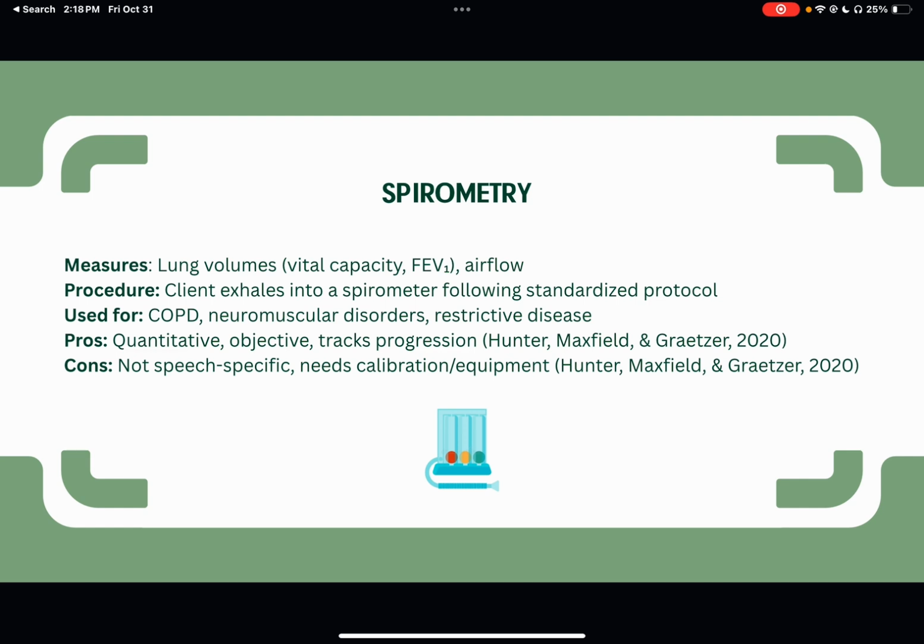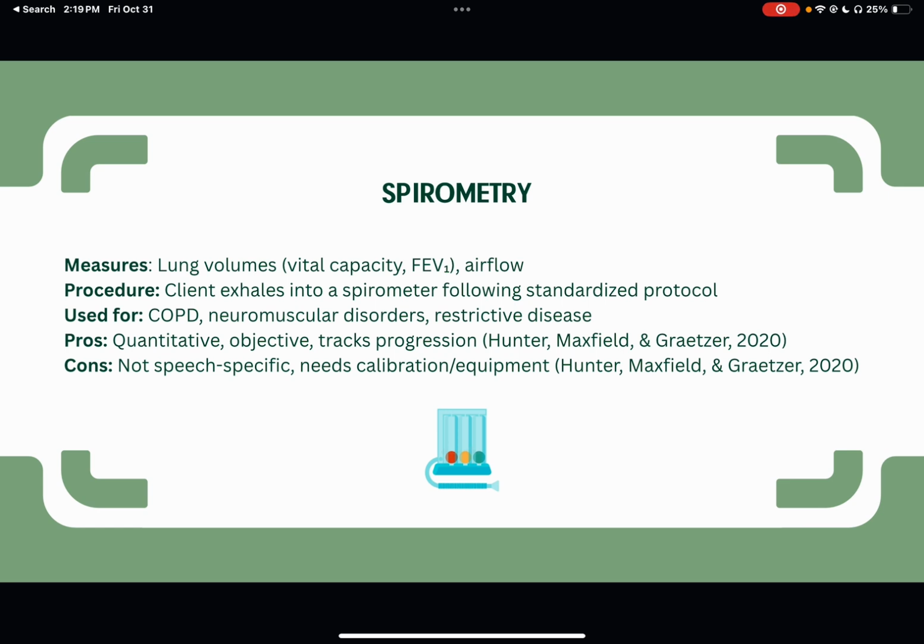The second tool is spirometry, which gives us a more medical and quantitative look at the respiratory system. The test measures lung volume and airflow, so things like vital capacity and FEV1, which is the amount of air someone can exhale in 1 second. To perform spirometry, the client wears a nose clip and they inhale deeply and then exhale forcefully into a spirometer. The data helps us understand how strong and efficient their lungs are.